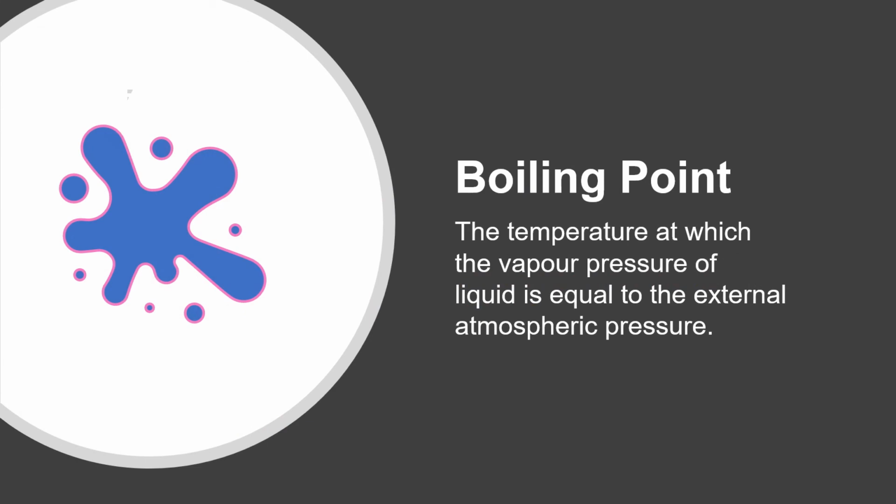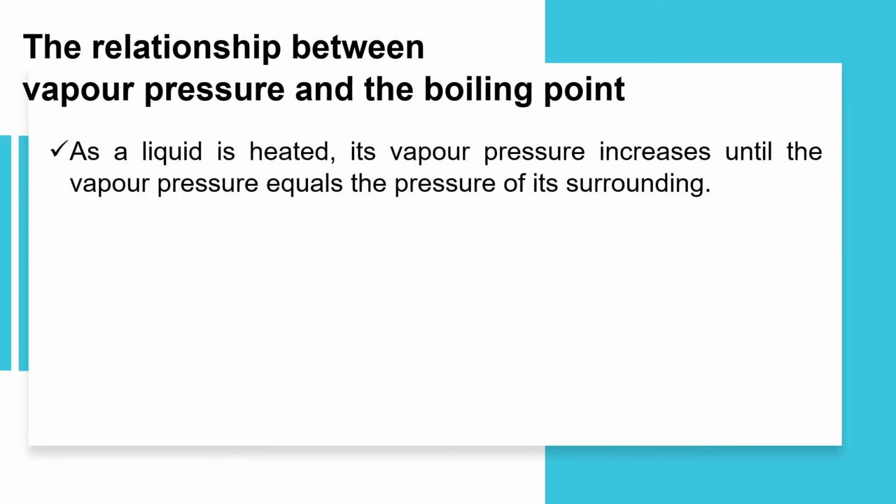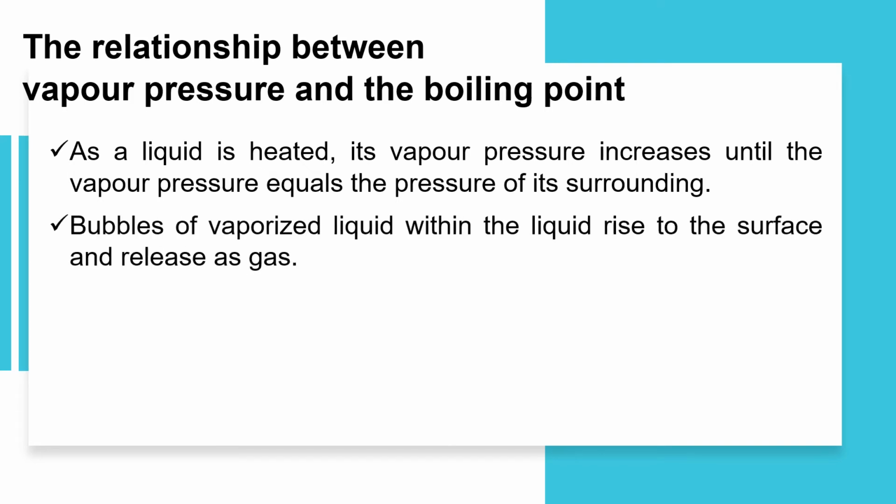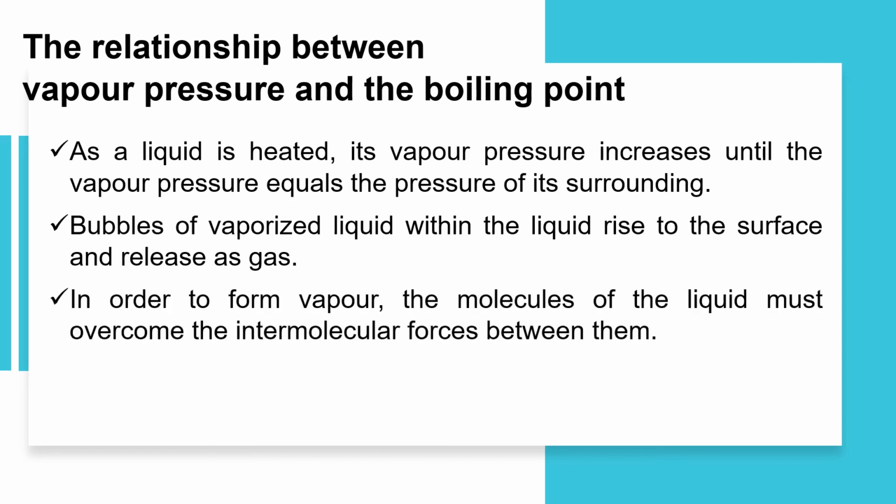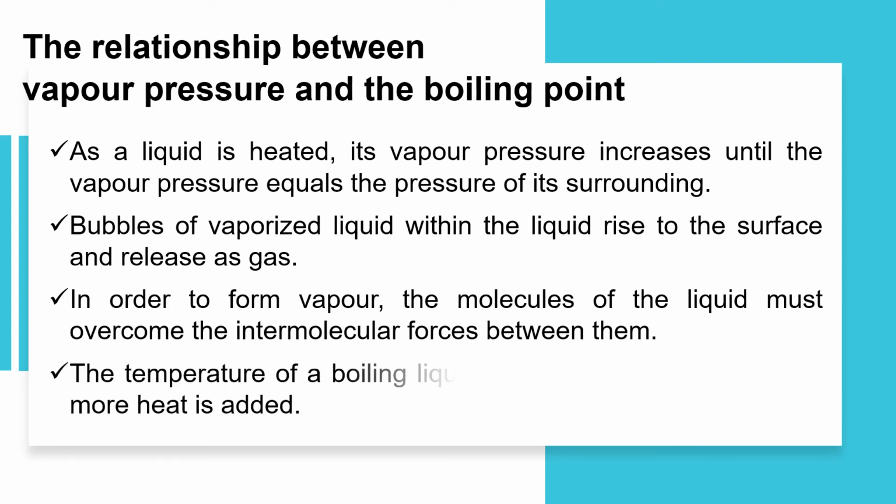The temperature at which the vapor pressure of a liquid equals the external atmospheric pressure is called the boiling point. As a liquid is heated, its vapor pressure increases until the vapor pressure equals the pressure of its surroundings. Bubbles of vaporized liquid within the liquid rise to the surface and release as gas. In order to form vapor, the molecules of the liquid must overcome the intermolecular forces between them. When the liquid reaches the boiling point, the temperature of a boiling liquid will remain constant, even when more heat is added.